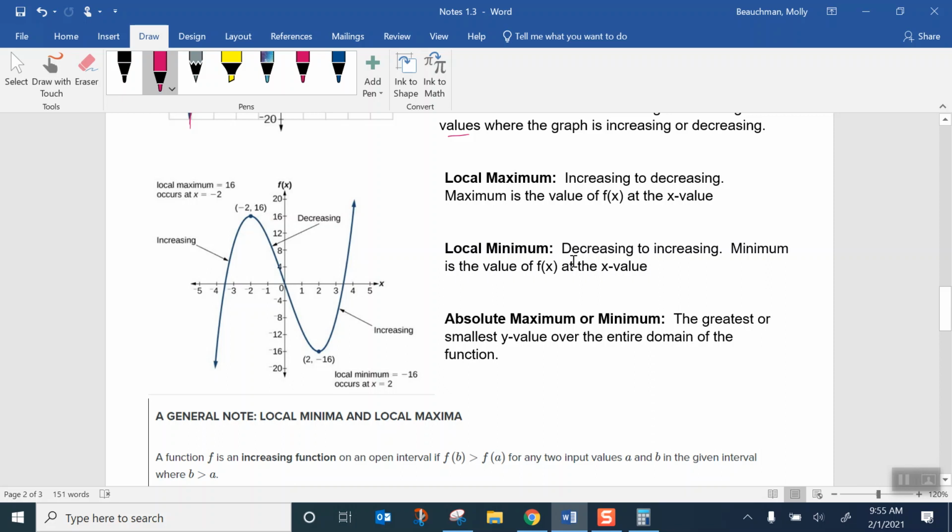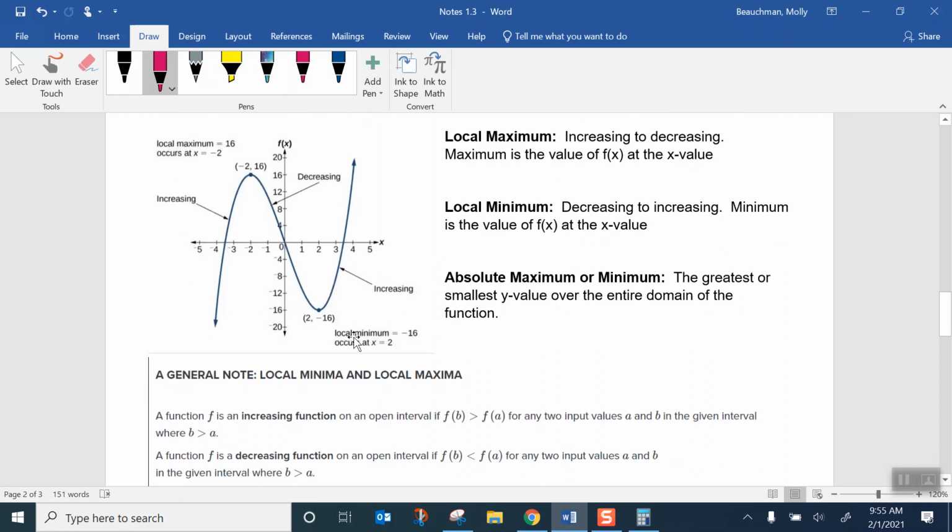A local minimum is when your function goes from decreasing to increasing. A minimum is the value of f of x at the x value. So the local minimum is negative 16, and it occurs at x equals negative 2. So those are how we express, they're not intervals, they're not coordinates. And that's how we express local maximum and local minimum: the function values, and then where it occurs.